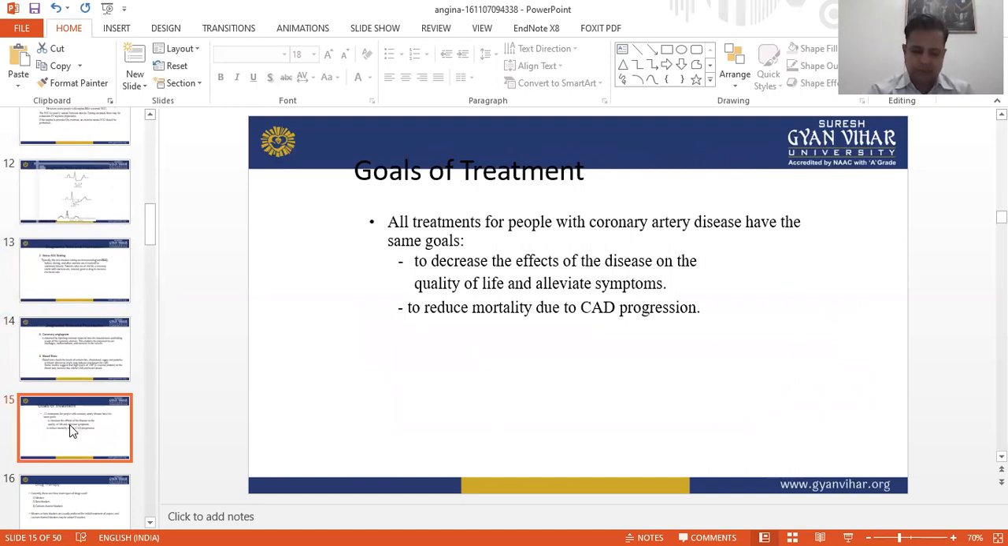Goals of treatment. All treatments for people with coronary artery disease have the same goals: to decrease the effect of the disease on quality of life and alleviate symptoms, and to reduce mortality due to CAD progression.